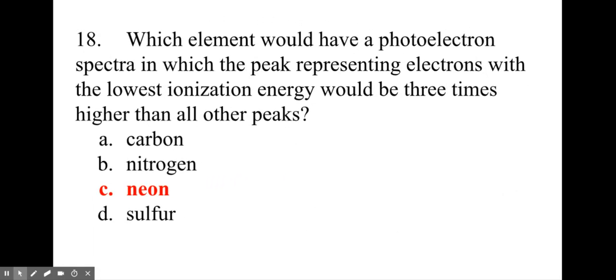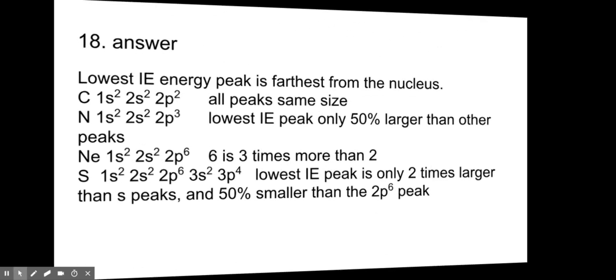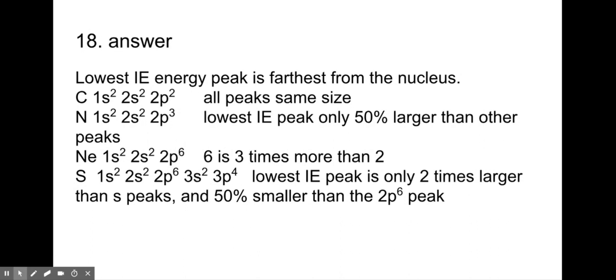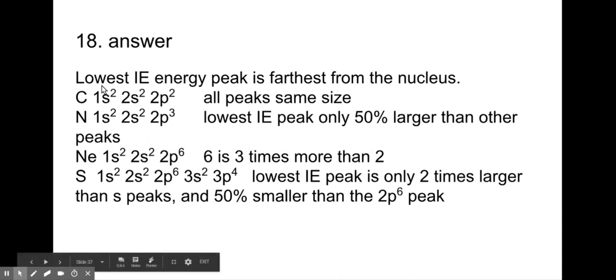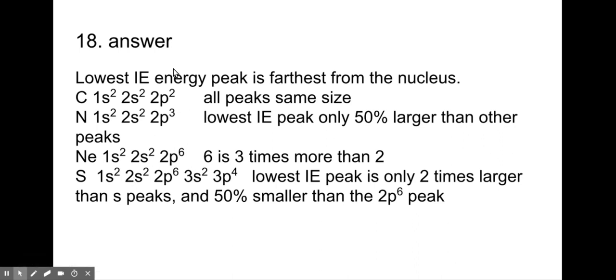Number 18. Which element would have a photoelectron spectrum in which the peak representing electrons with the lowest ionization energy would be 3 times higher than all other peaks? So there's a lot in this one, but just like in number 17, what I'm going to do is take all of these elements and look at their electron configurations. First of all, I've written the electron configurations for all 4 elements here. Now I'm going to analyze them according to the question.